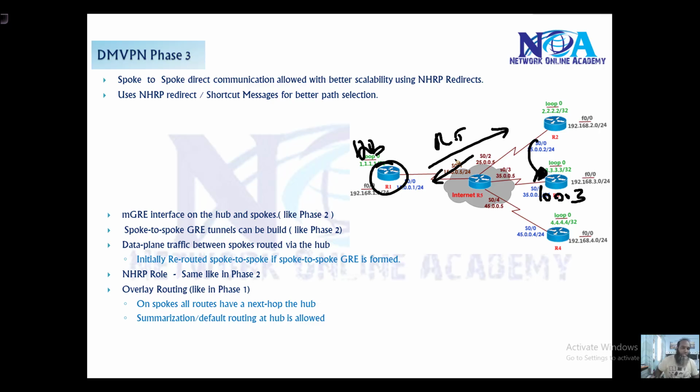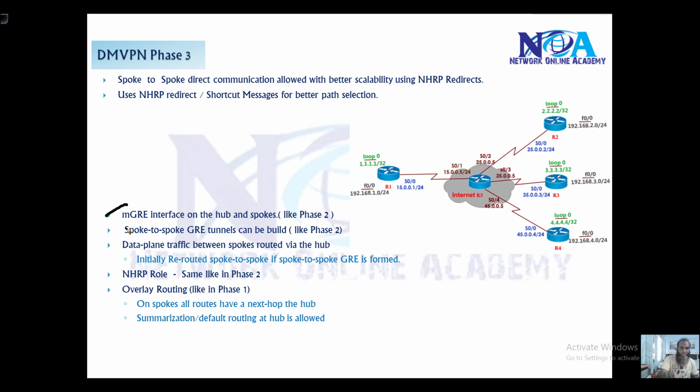So there is an addition of this NHRP redirect and the shortcut messages which are being introduced in the phase 3, which makes a better option in terms of the previous phases. So in today's network, phase 1 and phase 2 are something we don't use in general. We'll be using only phase 3 implementation.